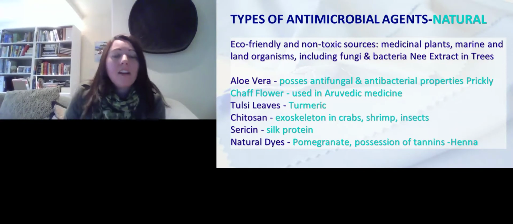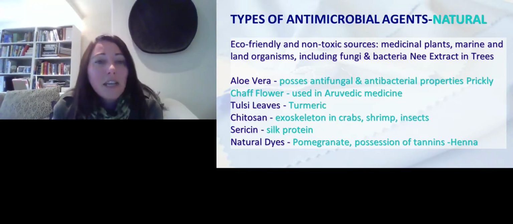So there are, of course, different types of antimicrobial agents. We have natural agents that are inherent in the environment, including fungi and different kinds of good bacteria that come out of trees. We can use different antimicrobial agents. Even turmeric has antimicrobial properties naturally.